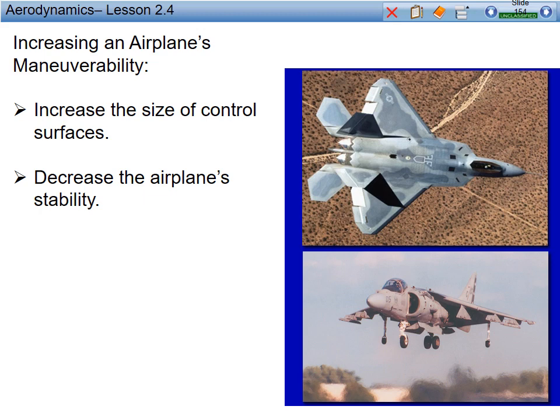Increasing an airplane's maneuverability. If you wish to make an airplane more maneuverable without affecting the airplane's overall stability, you must increase the size of the control surfaces. Increasing the size of the surfaces increases the force that those surfaces are able to impose while not changing any of the stable or unstable tendencies of that aircraft. Or you can decrease the airplane's stability.